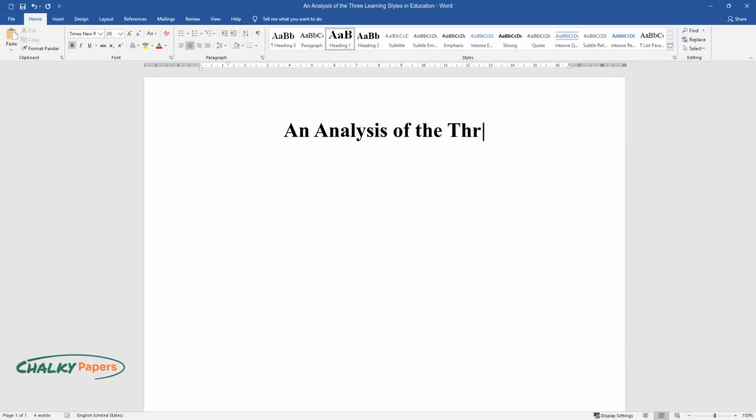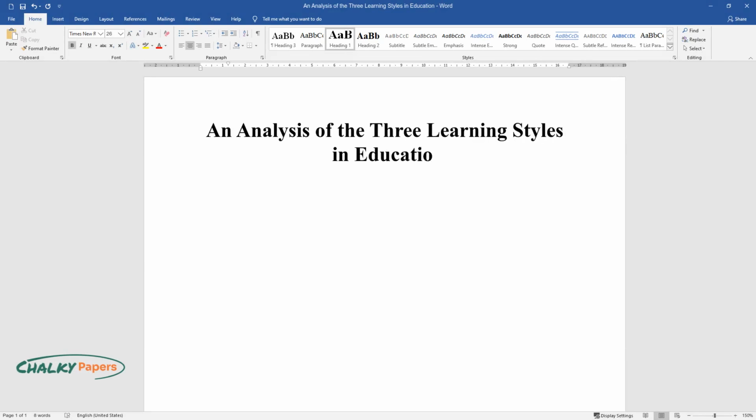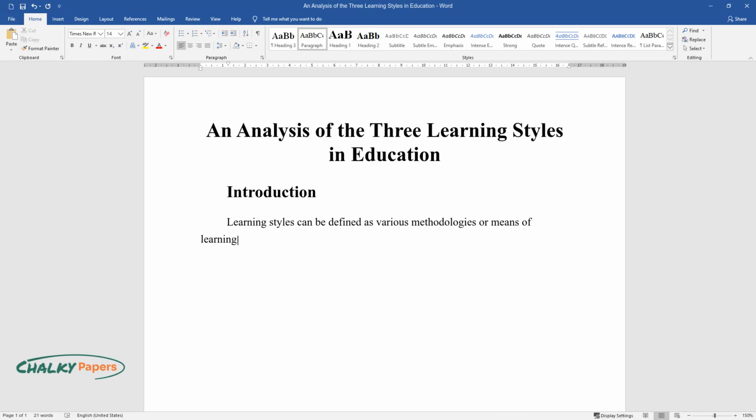An analysis of the 3 learning styles in education. Introduction. Learning styles can be defined as various methodologies or means of learning. 3 major learning ways include auditory, visual, and tactile.